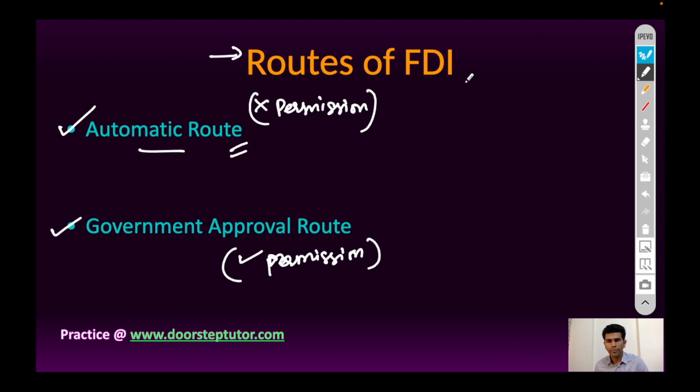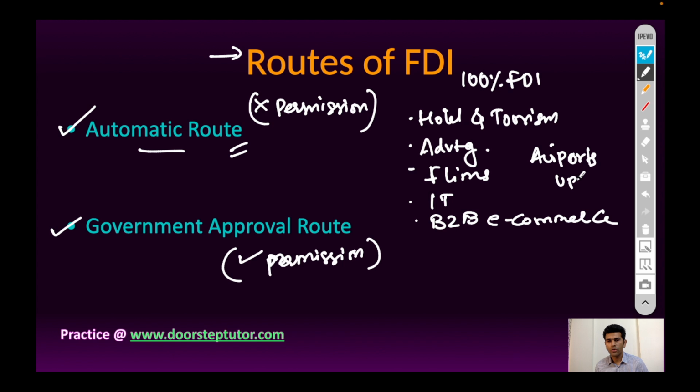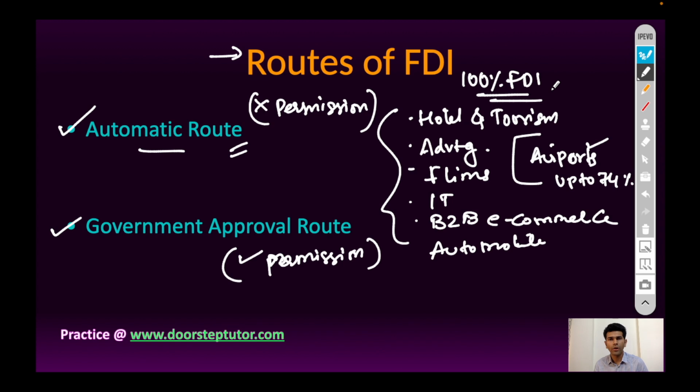So in automatic route, 100% FDI is allowed in case of hotel and tourism sector, advertising, films, information technology, B2B e-commerce, airports. Up to 74% is allowed in automatic route. Means if any business organization wants to establish its airport industry in India, then up to 74% of FDI, no approval is required. And these sectors, along with the automobile sector, no permission is required at all for 100% FDI.